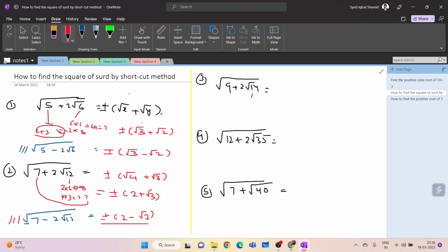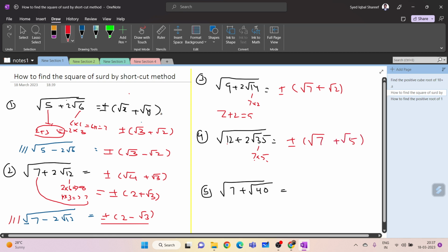Suppose here again one more problem of the same type. 14 is 7 twos are 14. 7 plus 2 is 9. So plus or minus root 7 plus root 2. Similarly, suppose here 7 fives are 35. 7 plus 5 is 12. So plus or minus square root of 7 plus root 5.